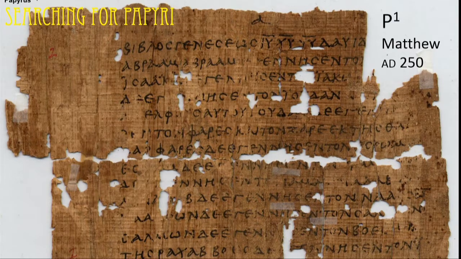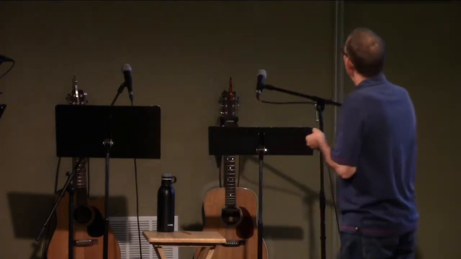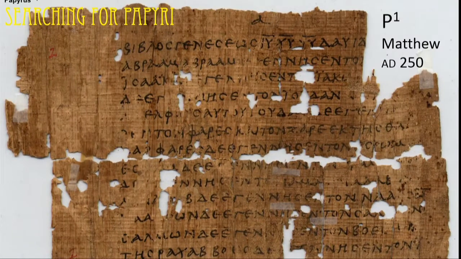But they've got Matthew penned in 250 AD. Predates Sinaiticus. Predates everything. And at the time P1 was found, it was the earliest New Testament document in existence. So they hit the treasure trove when they went to the dump there in Oxyrhynchus. So there's P1. In fact, you can go online and type P1, and it'll tell you a ton about the history of this document and how much of it's there.